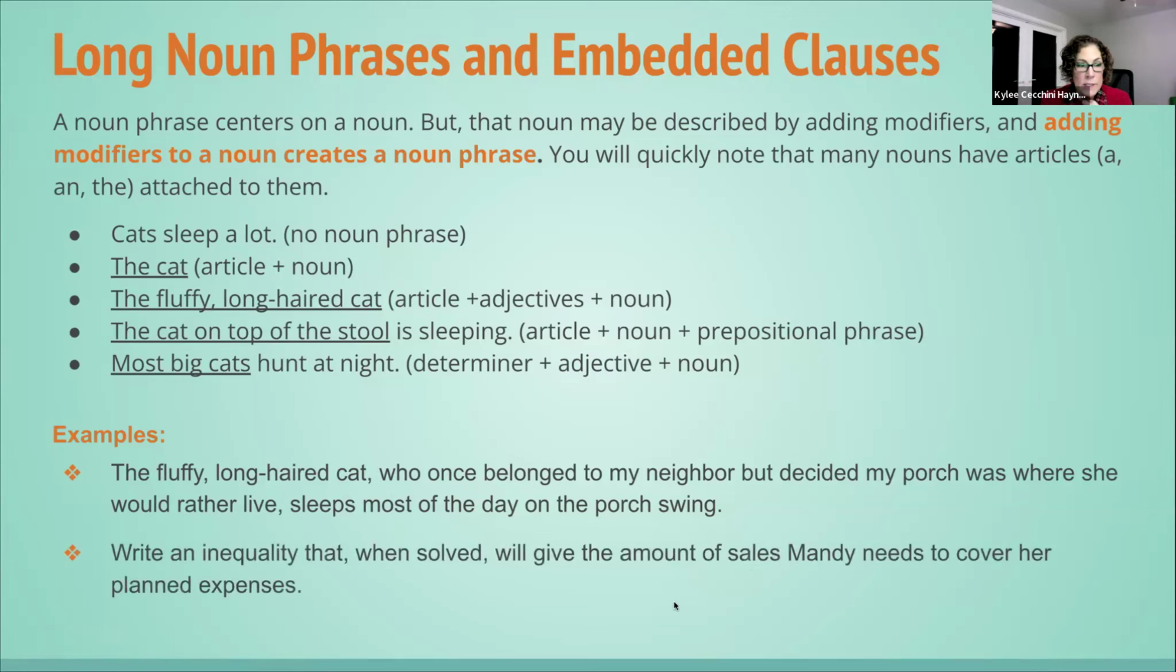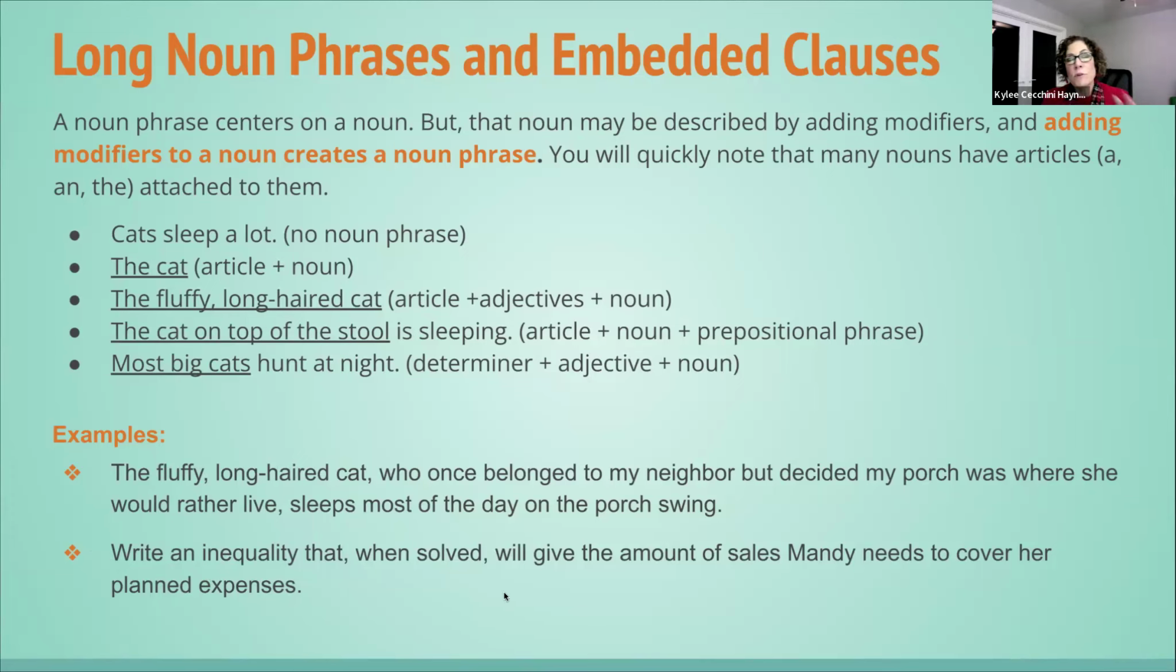So that's one example. Or here's another one, say for math word problems, where often the syntax gets complicated. "Write an inequality that, when solved, will give the amount of sales Mandy needs to cover her planned expenses." Okay. And actually, when you break this down, you understood subject, you, verb, write. You write, okay? And then all this other information is embedded in there, right?